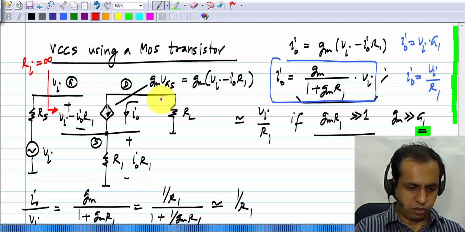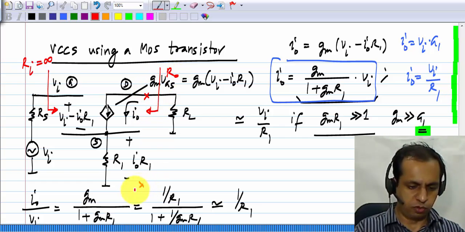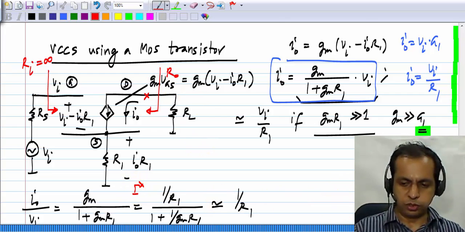Similarly, you want to find out what the output resistance is. That means between this point and ground, wherever the load is connected. Okay, let's do that. It's also quite easy to compute.